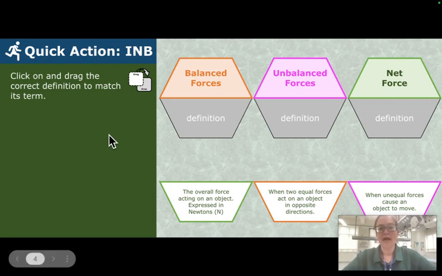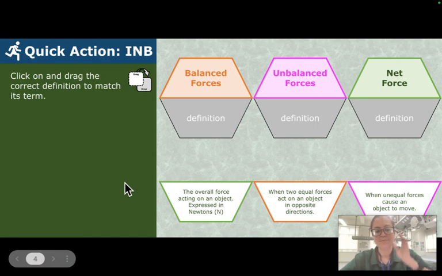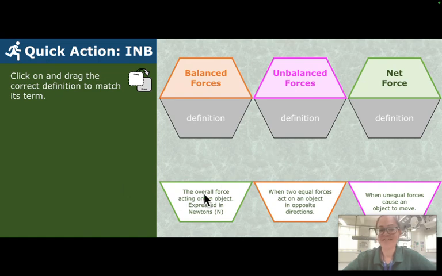So just quickly, we're going to go through these and look at the definitions. So we have balanced forces, unbalanced forces, and net force. The first one is the overall force acting on an object expressed in newtons. I'll give you guys a hint, the color is a giveaway here. So that one is going to go over to net force.